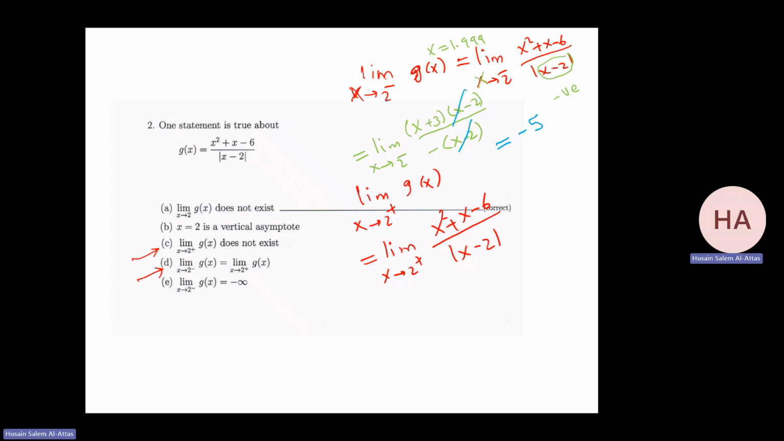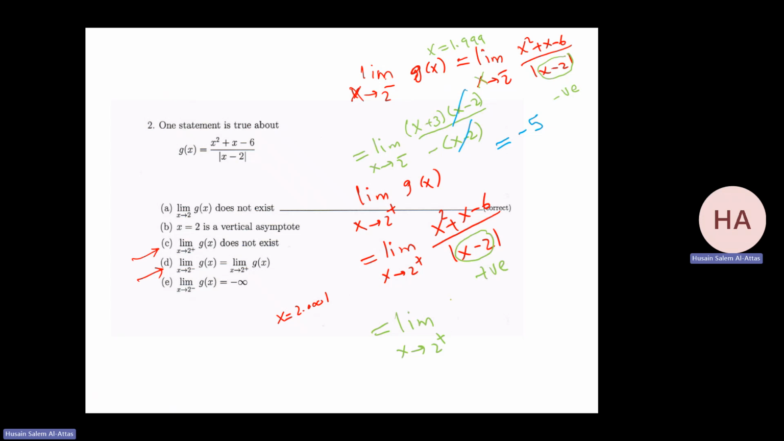Yeah, but now be careful. What is the value which I will take? I want 2 from right. It means I will take x like 2.001. So what will happen here inside? That will be positive. 2.001 minus 2 will be positive. So when I get rid of the absolute value, I take it as is.